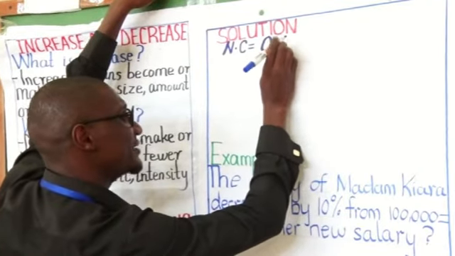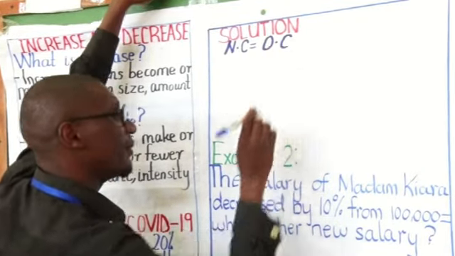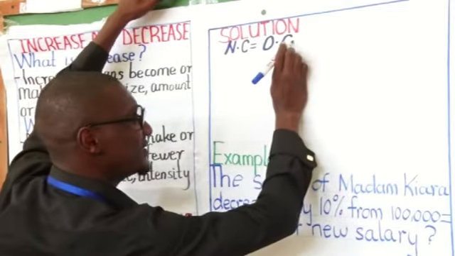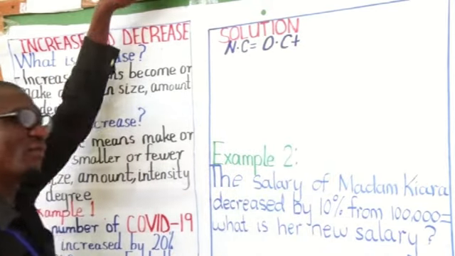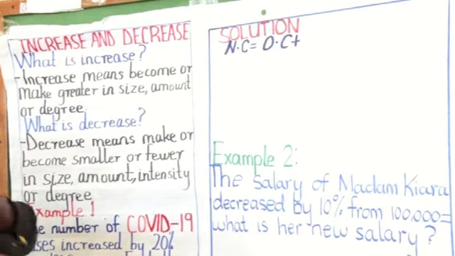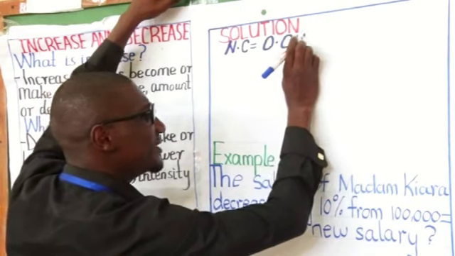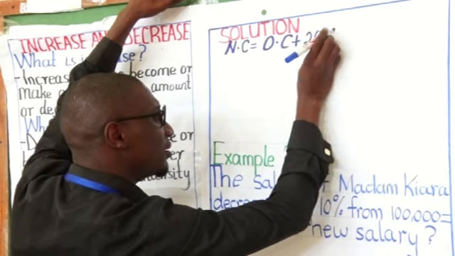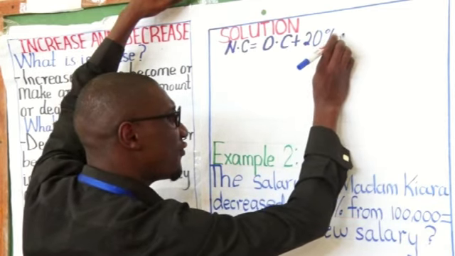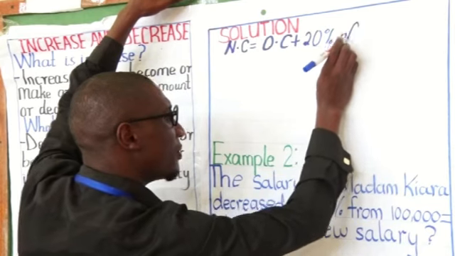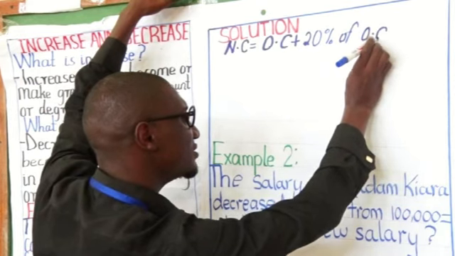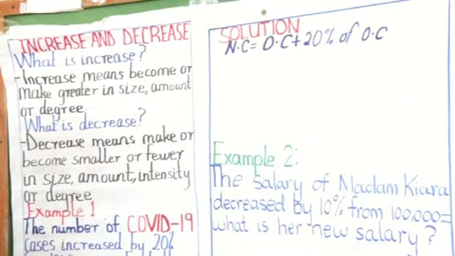All the cases. Plus, I have to add, as I said, an increase. Plus 20% of the same all the cases. 20% of all the cases. That is the formula.